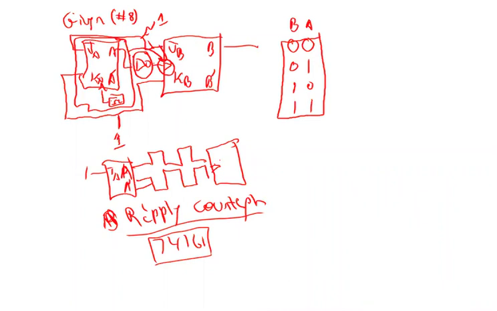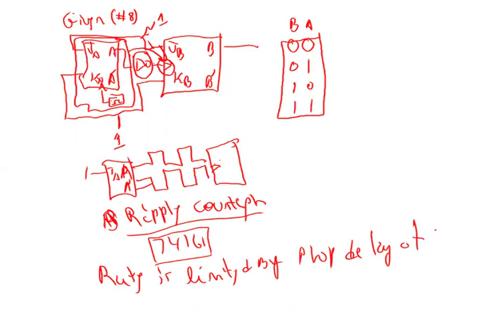And so the counter speed is limited only by the propagation delay through the JK flip-flop. So your rate is limited by the propagation delay of each flip-flop. Each flip-flop. And that's the answer to question 8.